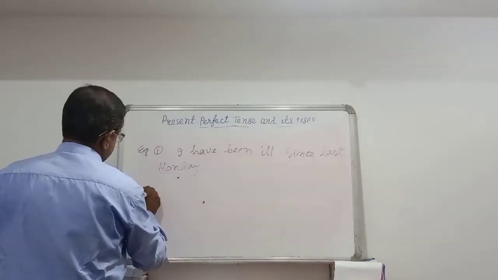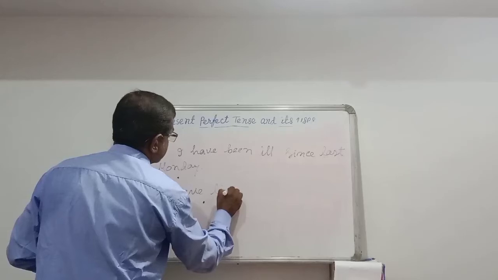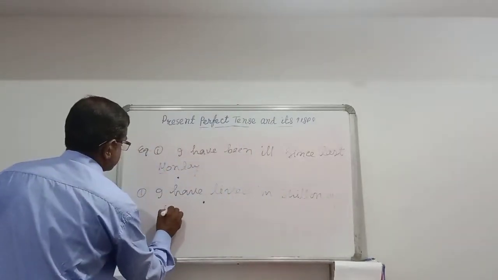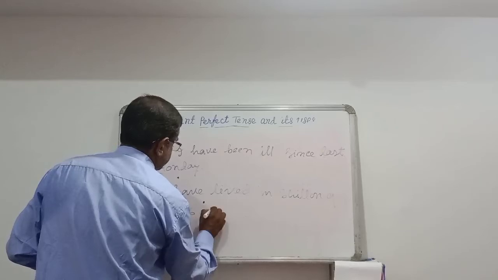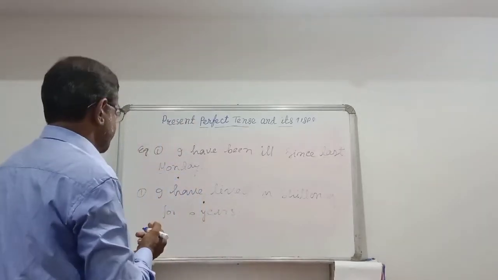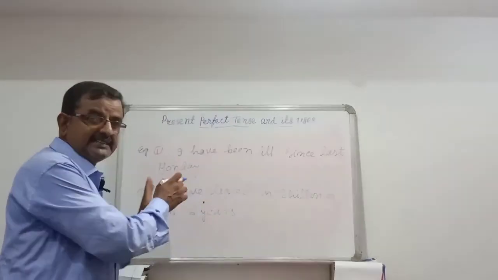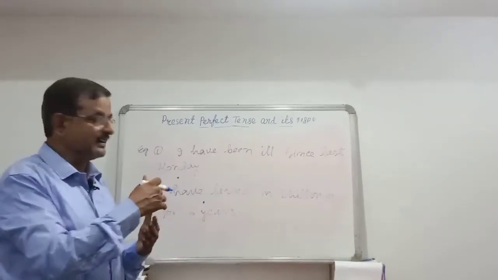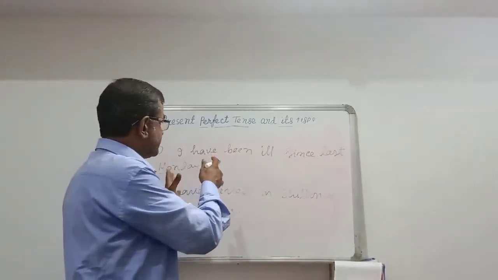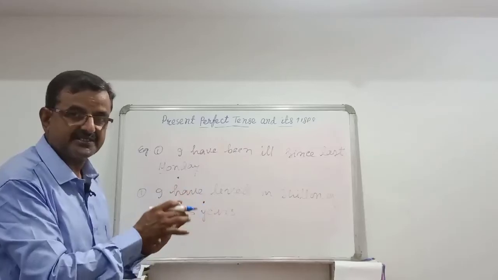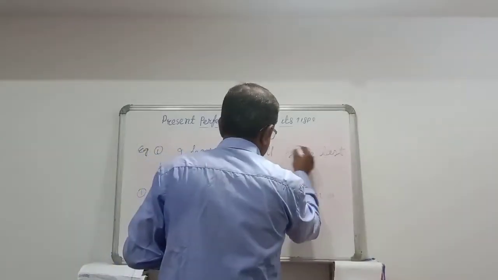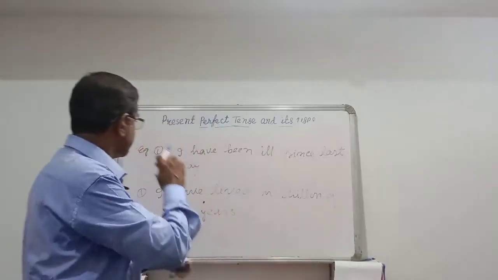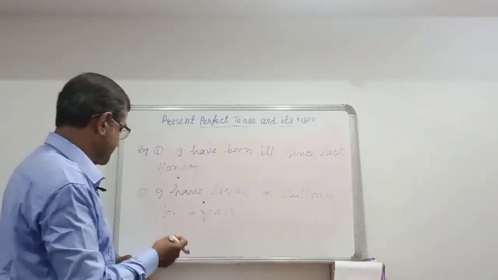Another example, you see: I have lived in Shillong for 6 years. I have lived in Shillong for 6 years. So I think it will be clear when you read present perfect continuous tense, then I will discuss it again there. So this use can be used in present perfect continuous tense and present perfect tense. And since and for can also be used in both present perfect tense and present perfect continuous tense. So it will be discussed in detail in present perfect continuous tense.